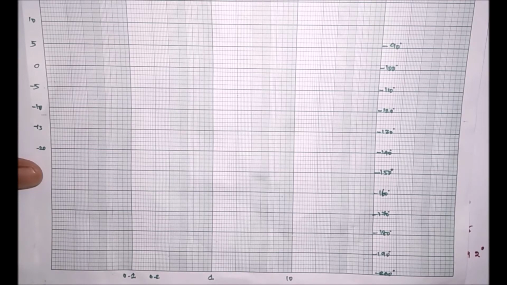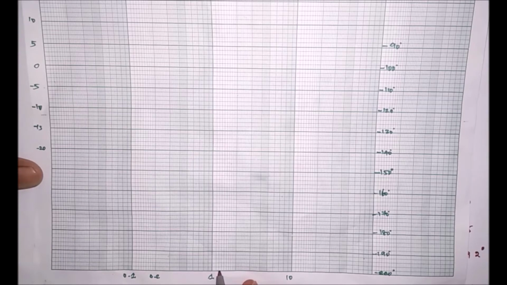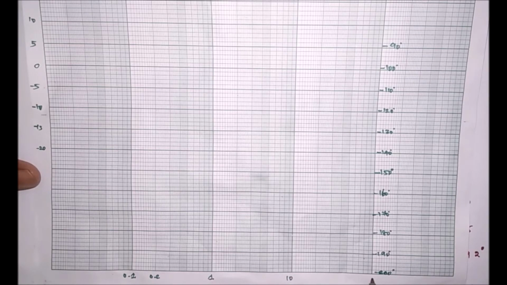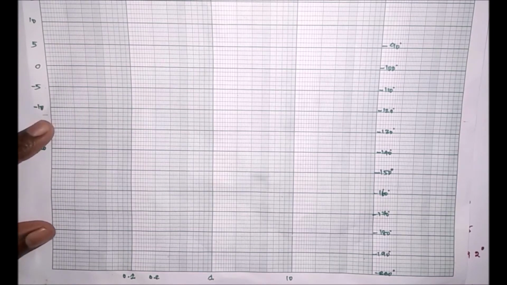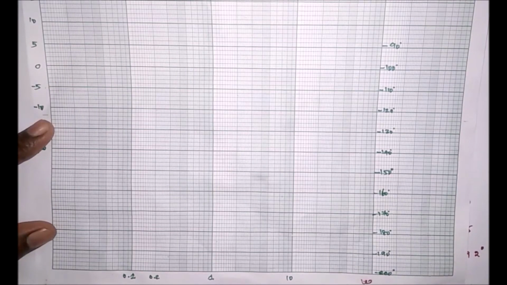7, 8, 9, 10. This is a dark line. If it is 1, the next dark line is 10, the next dark line is 100, and so on it will continue. In between there are small lines. So this is 1, this is 2, and in between we can say 1.1, 1.2. Likewise we have taken omega on the x-axis.